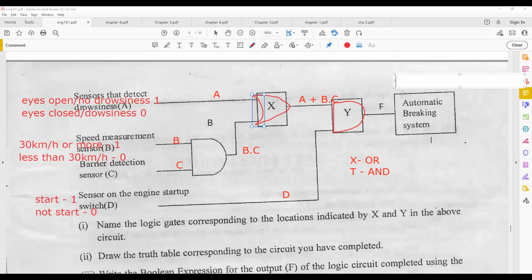Yes, remember that this is one and this is another. So you have to multiply these two together. So when you are writing the final answer, the expression F, we need to write like this: A plus B dot C, dot D. So this is how you should properly type the answer.